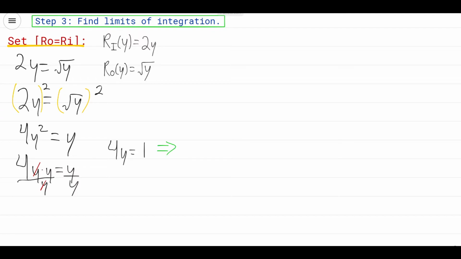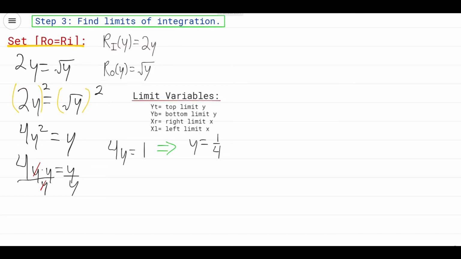And when we solve for y, we get y is equal to 1 over 4. And we know our top limit is y equal to 1/4. Our bottom limit is y equal to 0, because when we drew the sketch, it started at the origin. So that's how we know our bottom limit y is 0, and our top limit y is equal to 1/4, the one we computed.